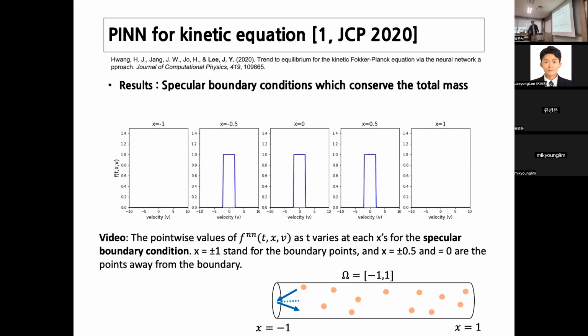And one more important thing in this case is that the distribution function is always positive. So I used the last layer with an activation function called softplus. If we use that activation function, then the output will always be positive. So it is one of the tricks in this idea.